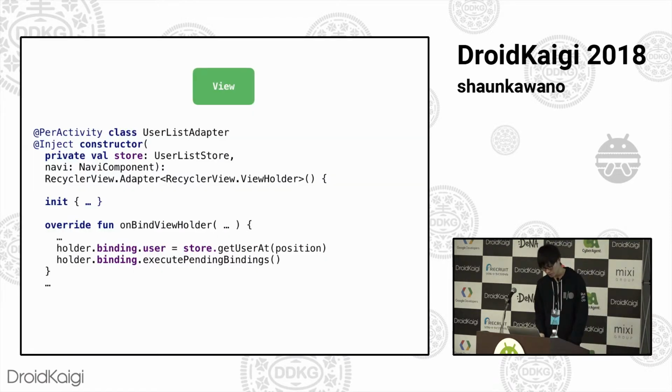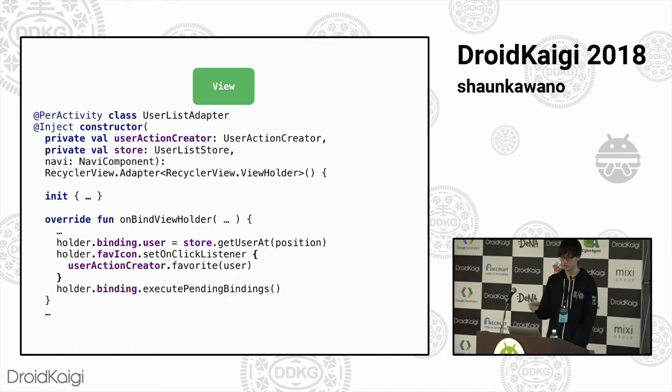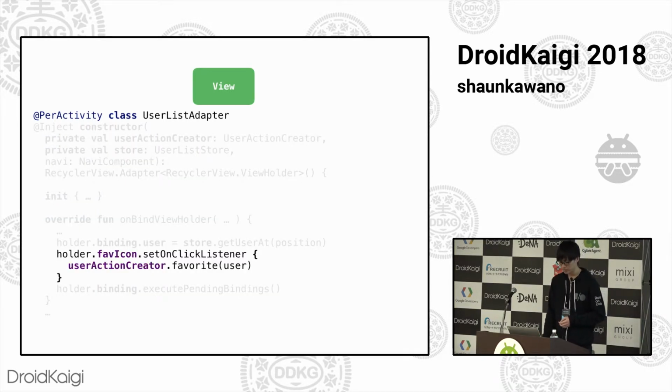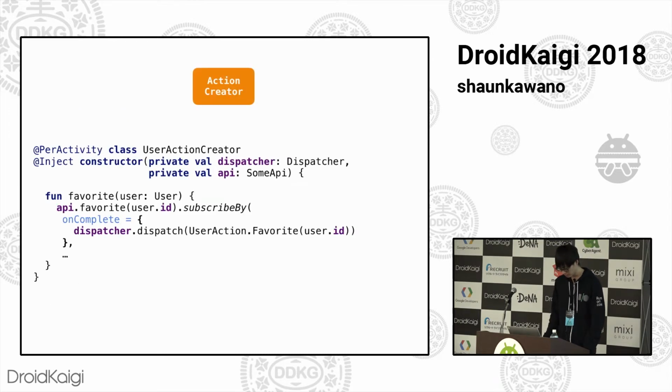architecture. So inside the adapter we declared before, we declare and inject another action creator. In this case, the user action creator. And then when the fab icon is clicked, we want to favorite the user. So we call favorite. And inside the user action creator, just like the ones before, we call the API. And if it's complete without any error, we dispatch a favorite action, in this case with a target user ID.